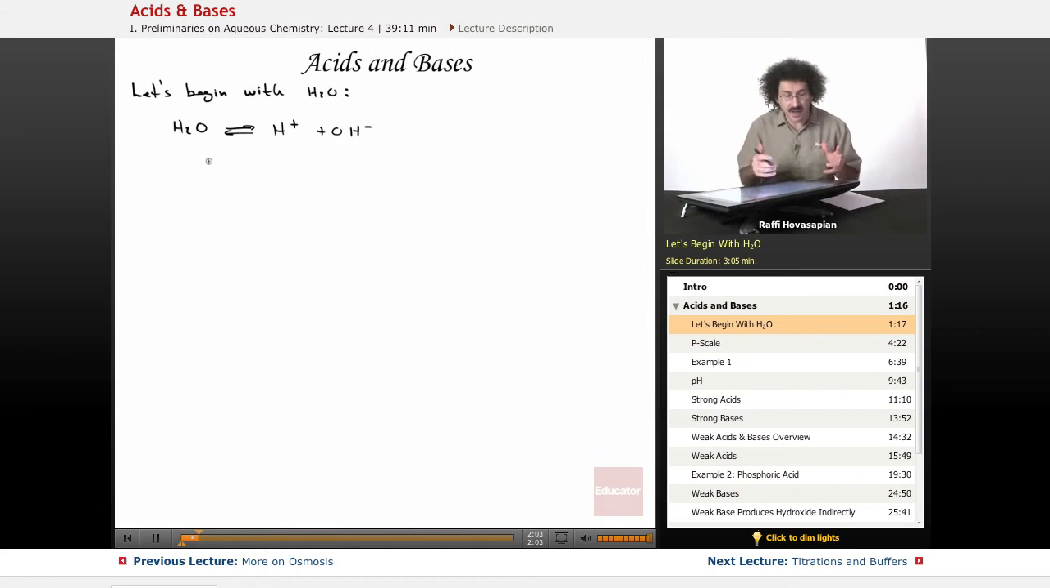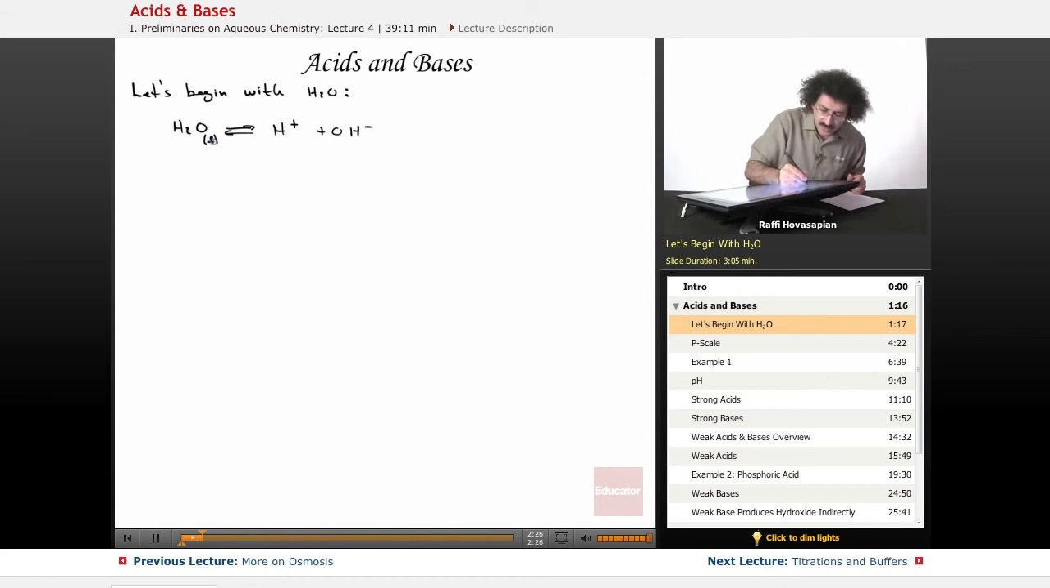Now, you remember from general chemistry that we want to be able to have some sort of a numerical measure of the extent to which something dissociates. In other words, how much H plus, how much OH minus is floating around in water. Well, you remember there's something called the equilibrium constant. You have some reaction. What you do is you take the concentration of the products raised to their stoichiometric coefficients divided by the reactants raised to their stoichiometric coefficients.